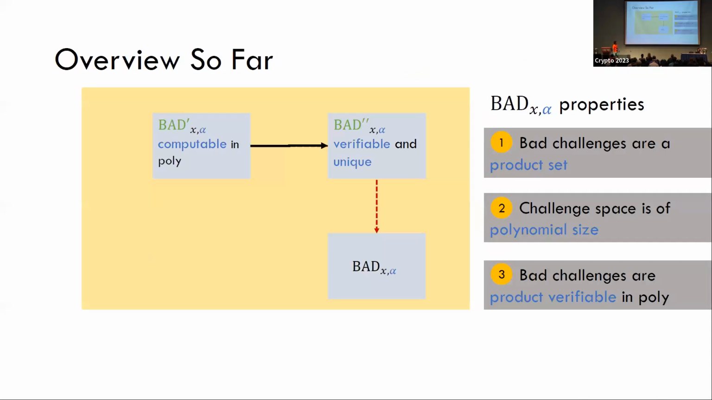Cool. So we've gotten halfway there. We've gone from showing correlation intractability for things that are computable to correlation intractability for things that are unique and verifiable. It's not quite what we want yet.